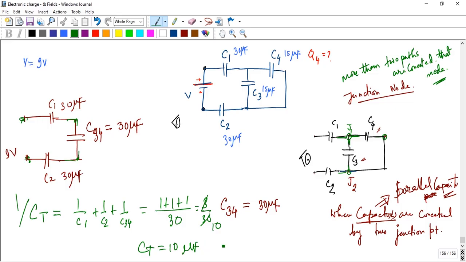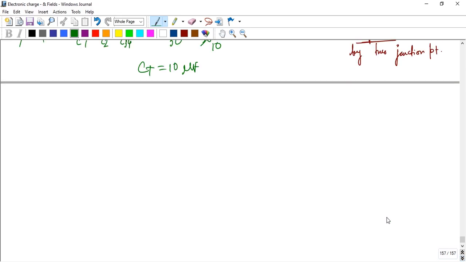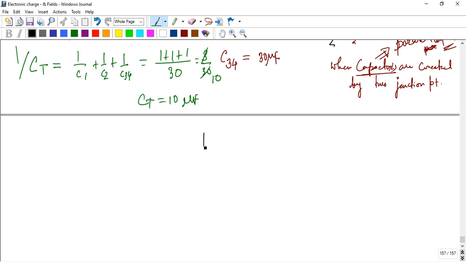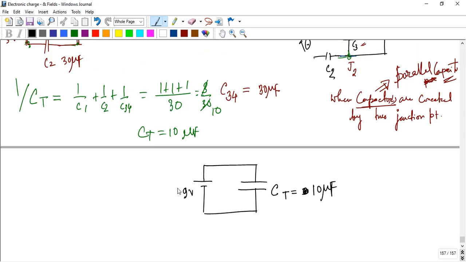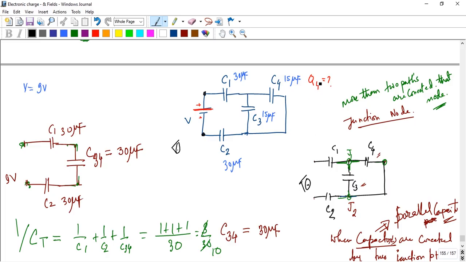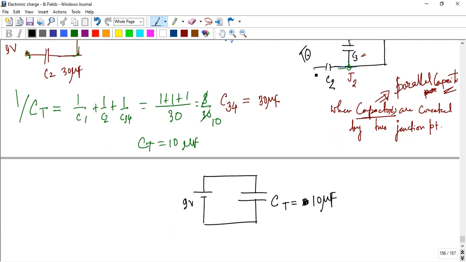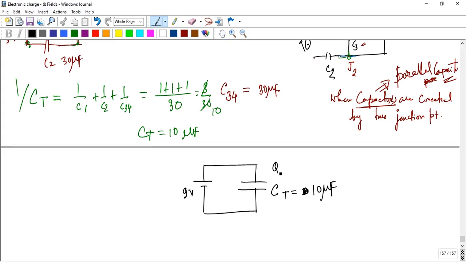Now get to the next page and modify the diagram. Here is the voltage source, and there is the total capacitance CT equal to 10 microfarad, connected to the 9 volt battery source. Now, if you wish to calculate Q4, you can calculate the charge held by this capacitor. Very easy. That is Q.